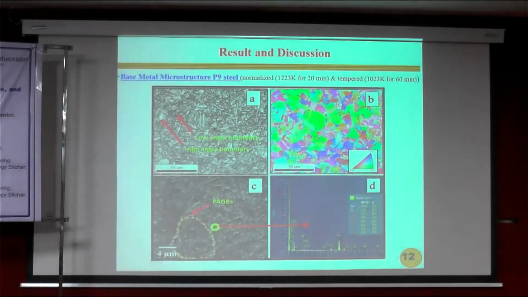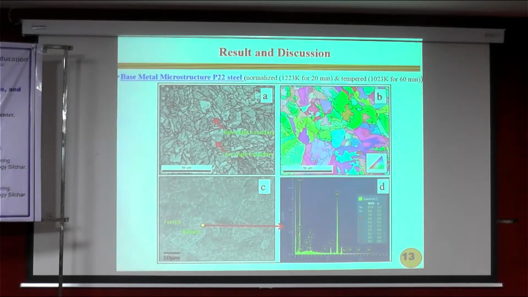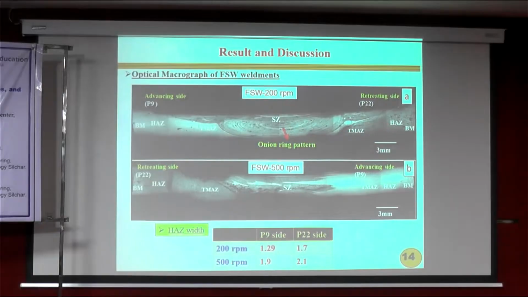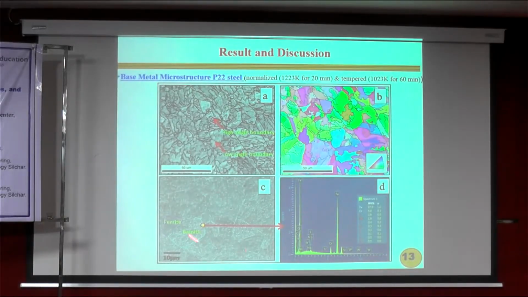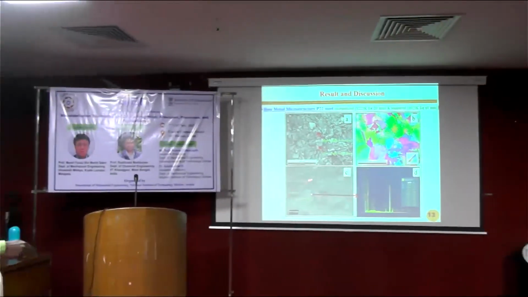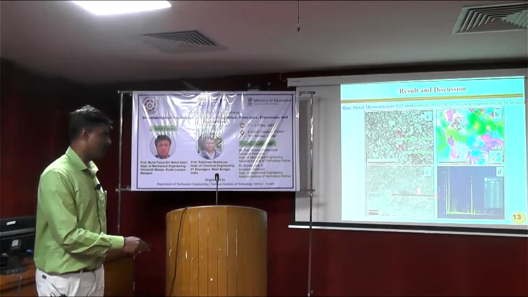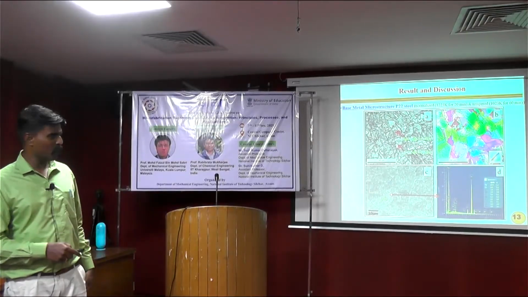Coming to this, this is the base material of 9 chrome 1 moly steel. This is the base structure of the 2.25 chrome 1 moly steel. Here you can see a lot of precipitates. These are chromium carbide precipitates, M23C6. These are MX precipitates. These precipitates are the strengtheners for the material. That is why these materials are used for high temperature application.